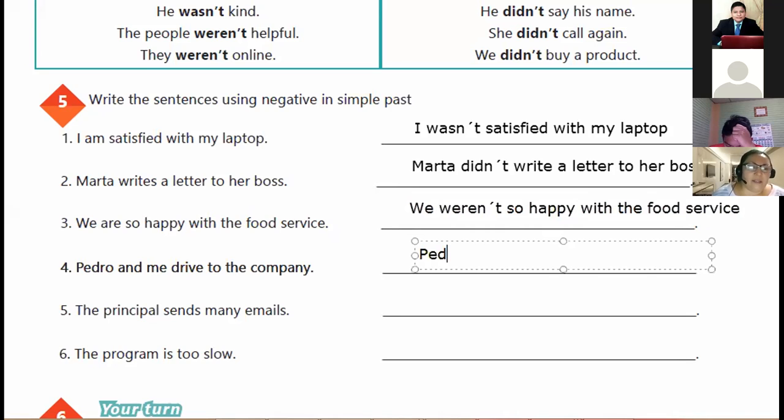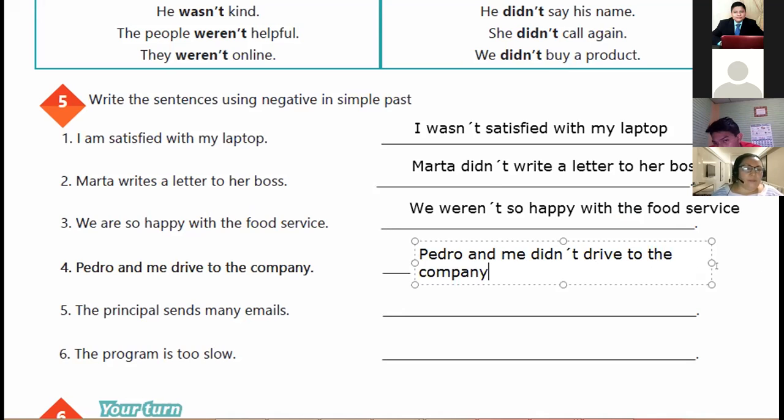Pedro and me. Past tense. Didn't... to the company. Didn't what? I can't hear you guys. Pedro and me didn't? Didn't travel to the company. Thank you. Okay, next one, number five.